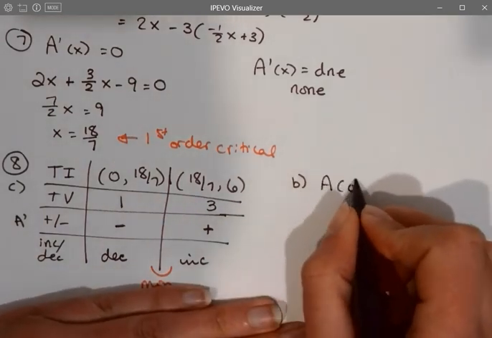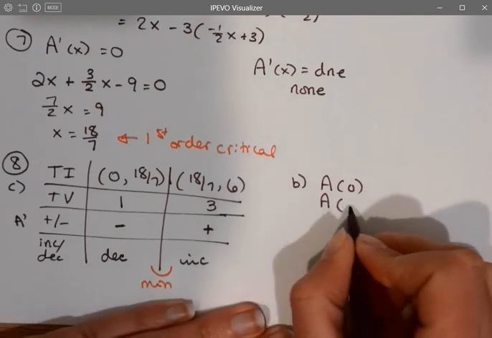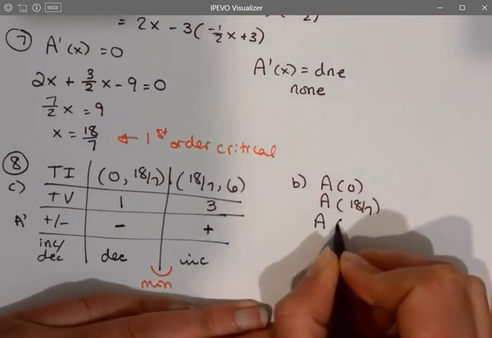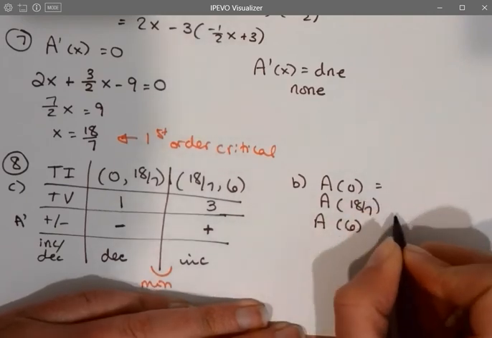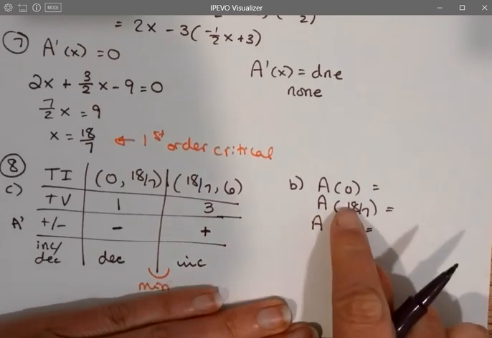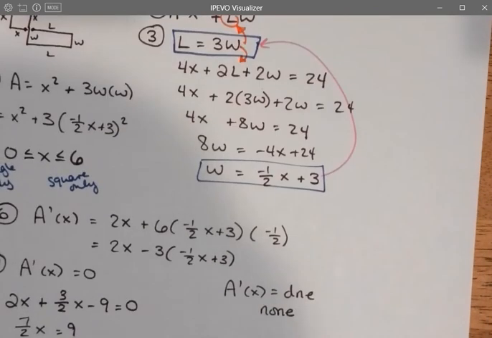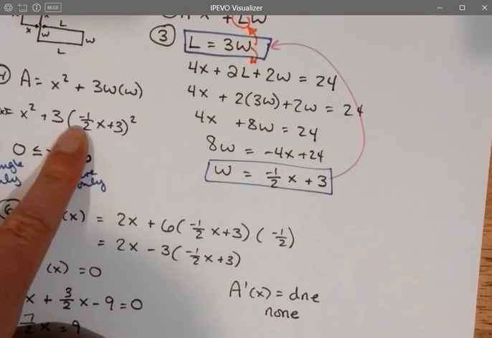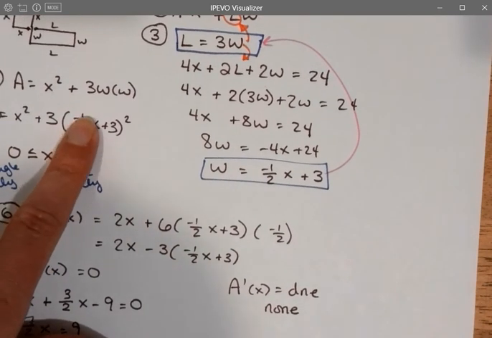If we do A of 0, A of 18/7 and A of 6, that's the only way I'm going to get a max out of this one. Okay, so 0, where's my A function? Way up here. If I plug in 0, I'll have 0 plus 3 squared times 3, so that's 27.